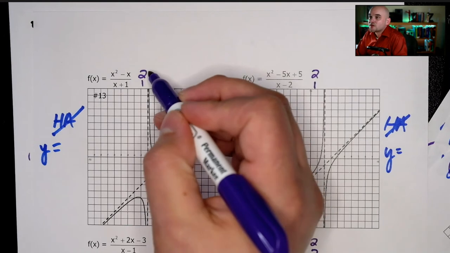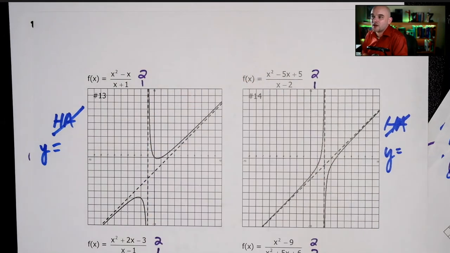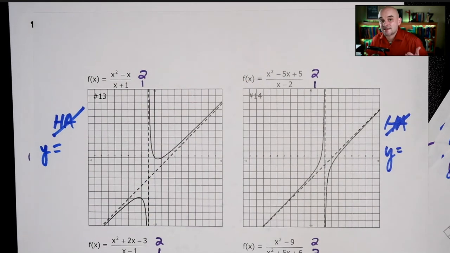Now notice the degree up top is bigger than the degree in the bottom. So far we've covered when it's less than, and when it's less than, we know that the horizontal asymptote is at y equals 0. We've covered when it's equal, and we haven't really said the rule for that yet, but we said when they're equal, something else is going on. And then we've got this situation right here.